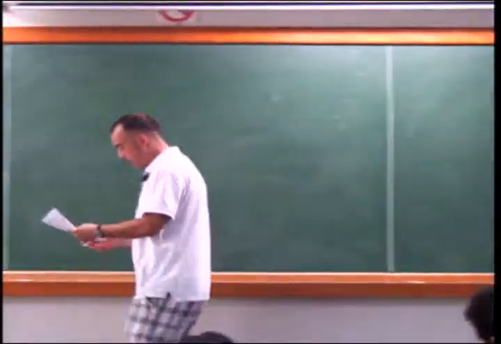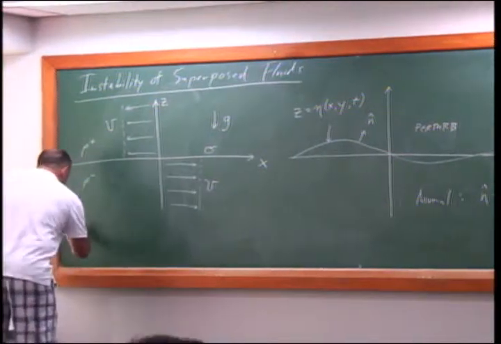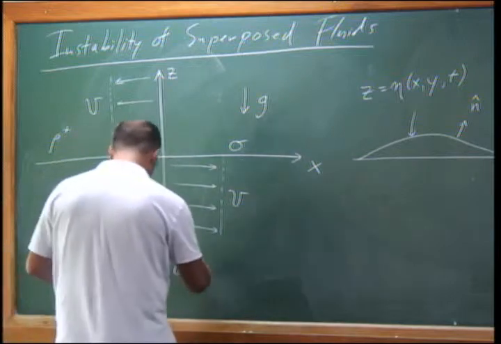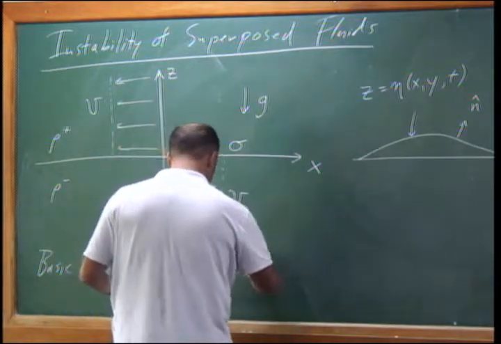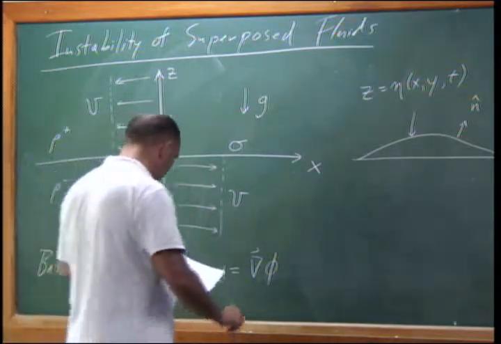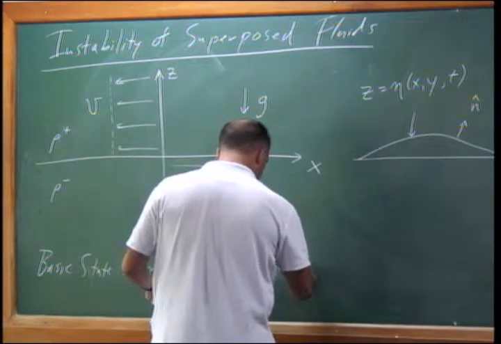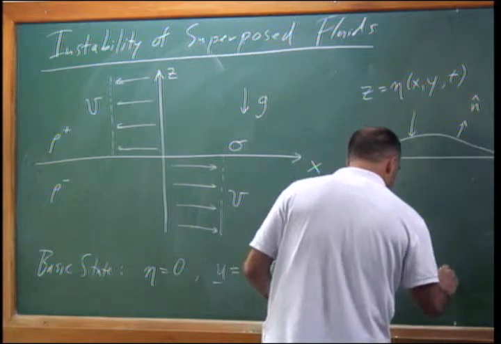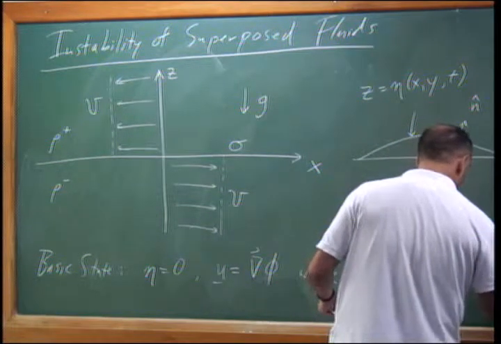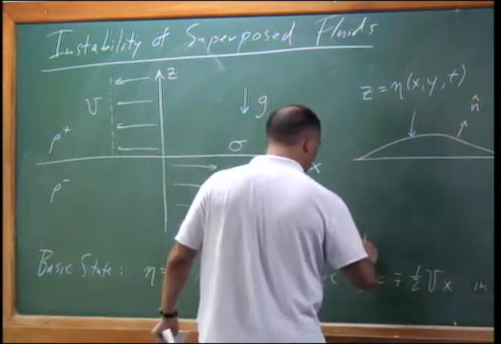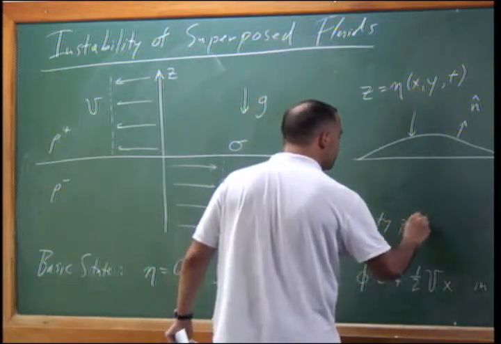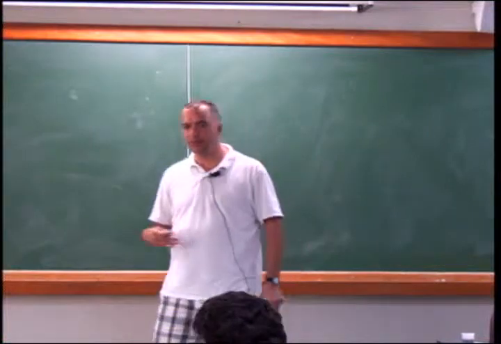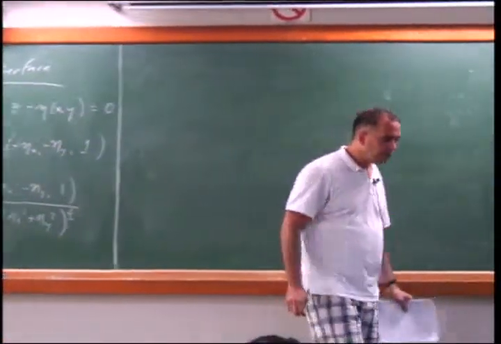So our basic state, our interface is flat, and we have a velocity field which can be expressed in terms of the gradient of a velocity potential. Okay, so this is our velocity potential. We're assuming that viscosity is not important here, so we're looking at potential flow. We're imagining the Reynolds number is very high. Certainly that is the case when wind blows over water, so viscous effects aren't important.